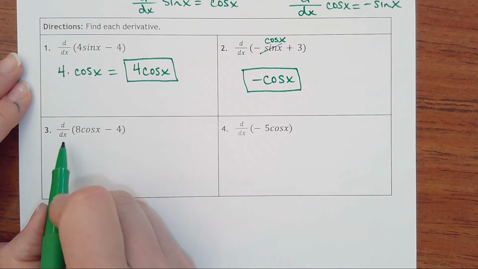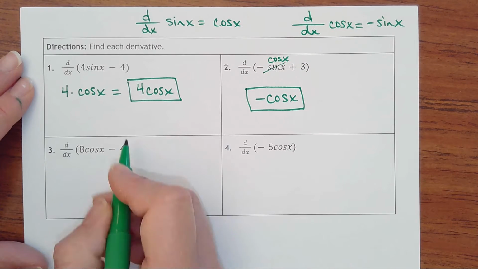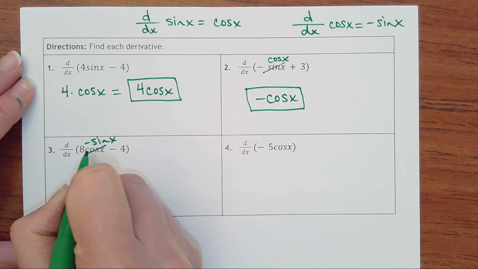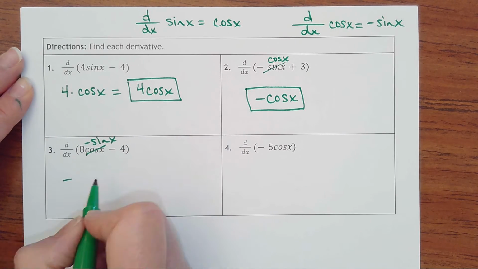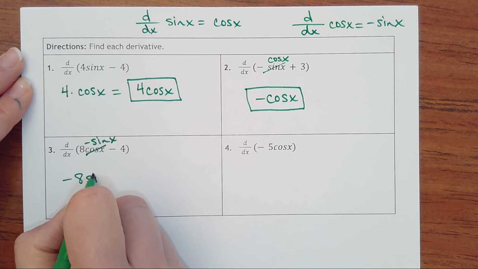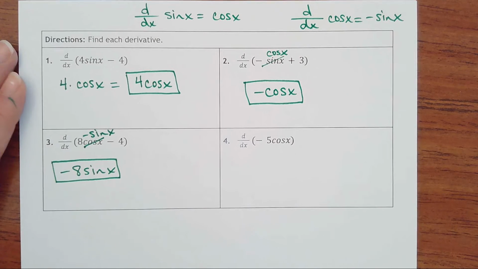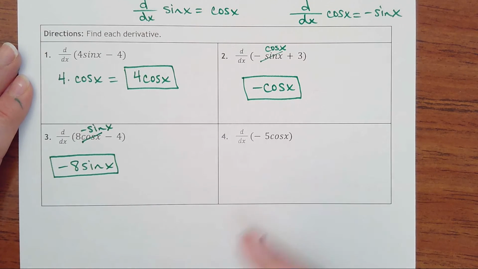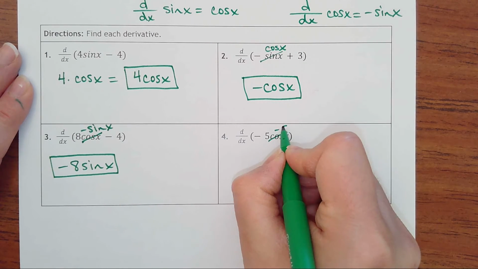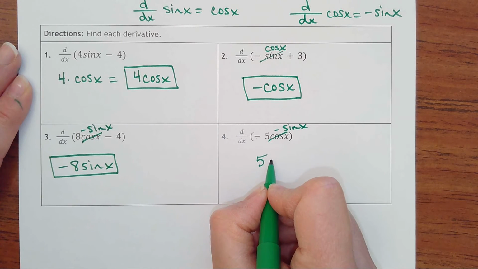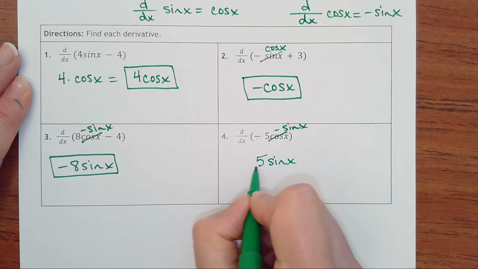If I have the derivative of 8 cosine of x minus 4, the derivative of cosine of x is negative sine of x, so I'll have to take 8 times negative sine, which will be negative 8 sine of x, and the negative 4 will disappear. And the last one, the derivative of cosine again is negative sine of x, so a negative times a negative would be a positive 5 sine of x.